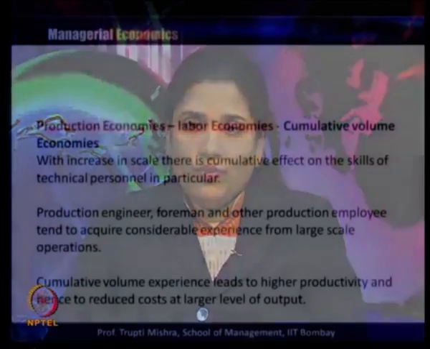And what is the final outcome? The final outcome is decreasing cost as the scale of output increases. And if there is a decreasing cost, that is nothing but the economies of scale the firm is enjoying. Then in the case of production economies of scale, in the subcategory of labor economies of scale, we have one more focal point which brings some advantage to the firm, that is cumulative volume economy.